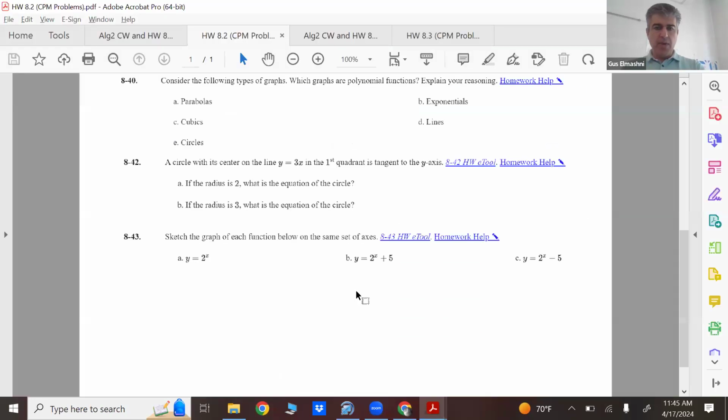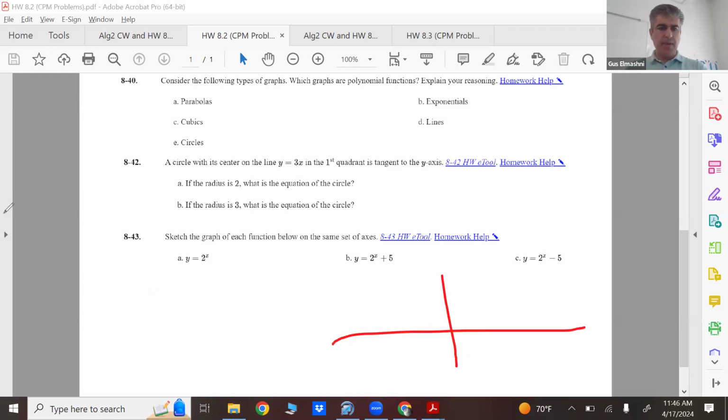42 is writing the equation of a circle. The center of the circle is on the line y equals 3x in the first quadrant and it is tangent to the y-axis. If the radius is 2, what is the equation of the circle? Ooh, that's kind of tricky. The center's on that line. Got it. And the circle is tangent to the y-axis. Got it. Okay, so then what's happening? It's still a little tricky.